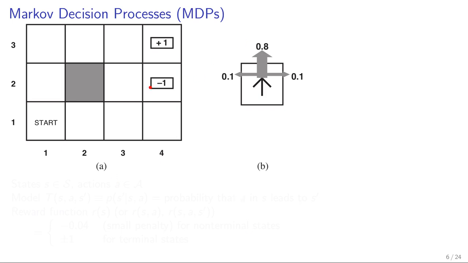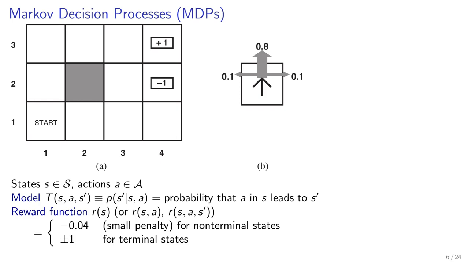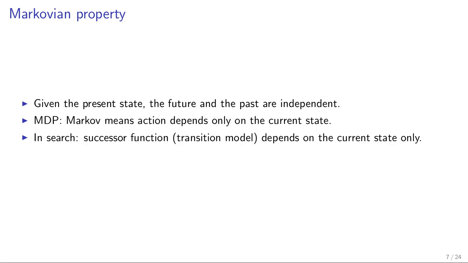Yeah, so we've seen this before. This is basically the notation for the non-determinism of the actions. So we have states S, we have actions A. This is the transition function or model, and the reward function. So we went through that.